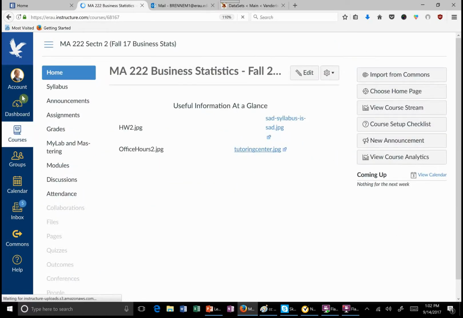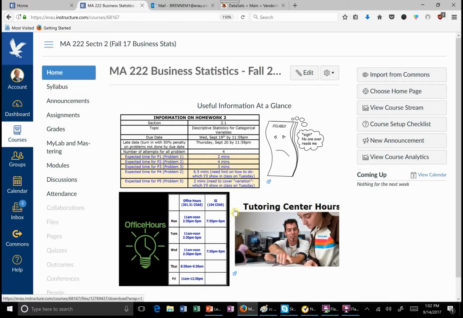Oh, notice, by the way, I mentioned a few things real quick. So the front page is kind of cleaned up a little bit, and here's where you need to find everything. This is the information on the second homework set. Everything you need to know. Tells the section, the topic, the due date, the late due date. The late due date you can turn in, and you get 50% on whatever problems you didn't get done by the due date. So that's not too bad.